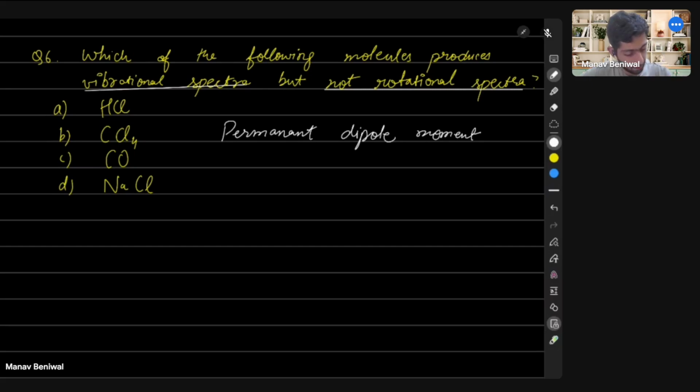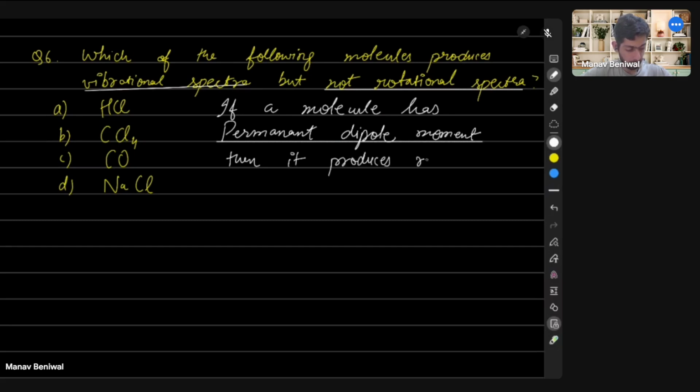So what is the concept? The concept is if a molecule has permanent dipole moment, then it produces rotational as well as vibrational spectrum.